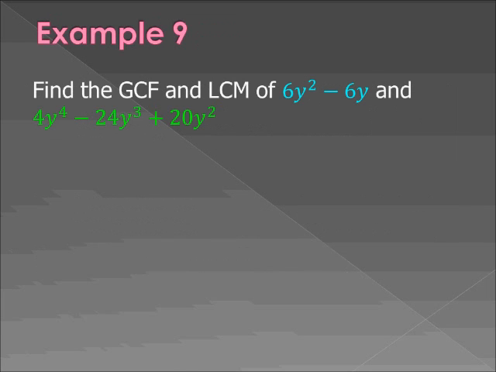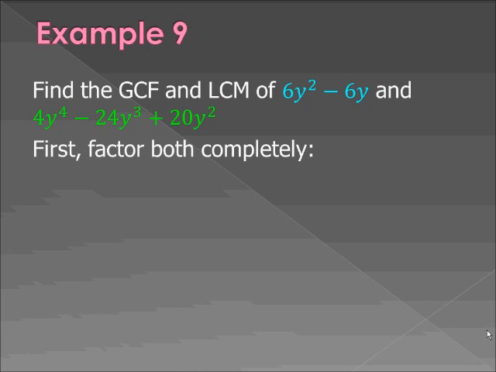So let's take a look at example 9. Find the GCF and LCM of 6y squared minus 6y and 4y to the fourth minus 24y cubed plus 20y squared. Alright, so you're going to want to factor both terms. You can go ahead and do that now. If you want to pause the video, that's fine. So, factor both of them completely.